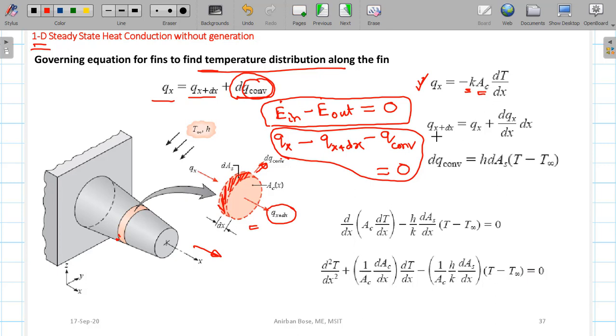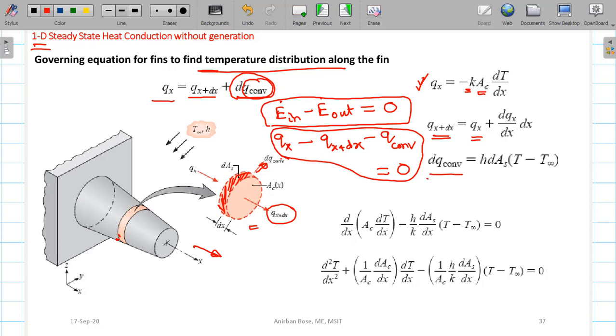And what is Qx plus dx? You can use the Taylor series expansion, that is Qx plus dQx/dx into dx. Instead of partial, it is the ordinary derivative, because this q is only a function of x. It is not a function of time because it is steady state, and not a function of y or z because we have considered one dimensional. So Qx plus dQx/dx into dx is Qx plus dx.